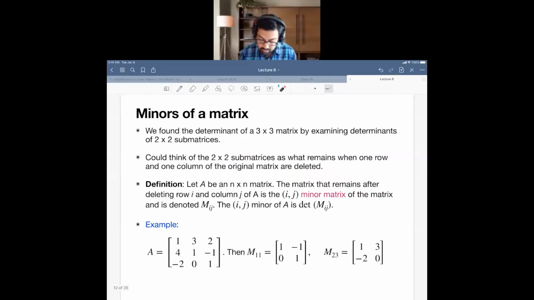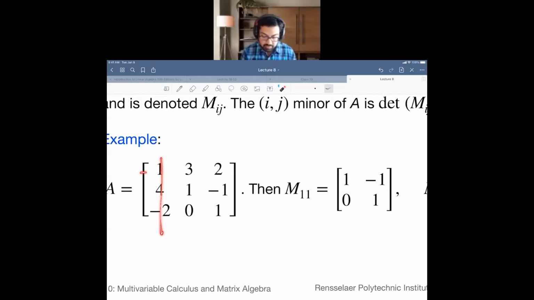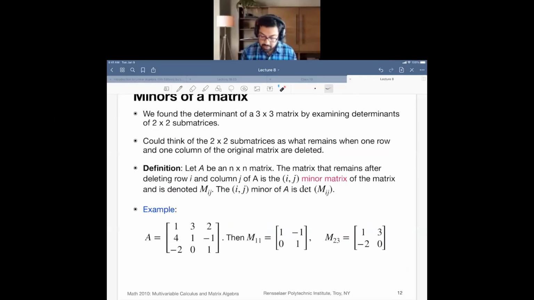Let's go back. If A is a matrix over here, then the minor 1, 1 would be what? Remove the first row, remove the first column, whatever remains is going to be the minor there. And similarly, M 2, 3, you are removing the second row and the third column in the original matrix. Let's try to do this one. For M 2, 3, remove the second row and remove the third column. Whatever you have remaining, you have 1, 3, -2, and 0. That is your minor.